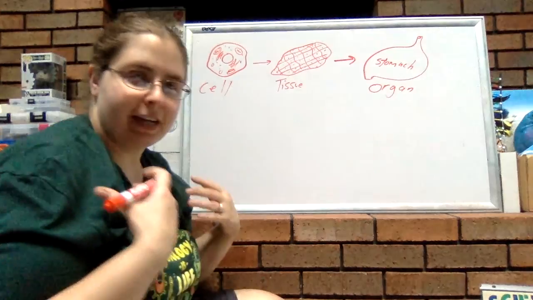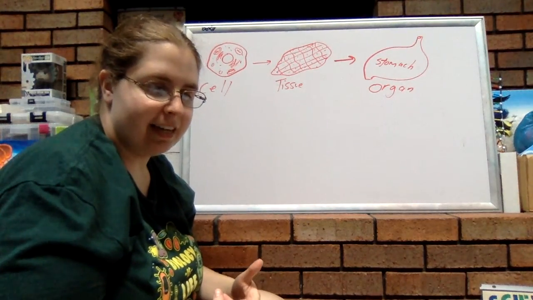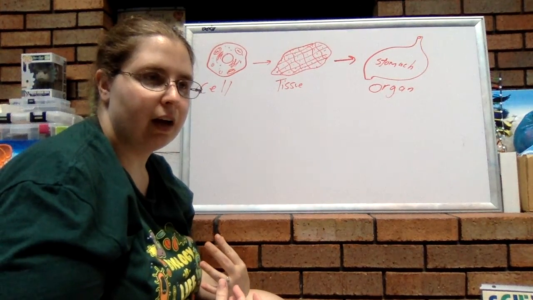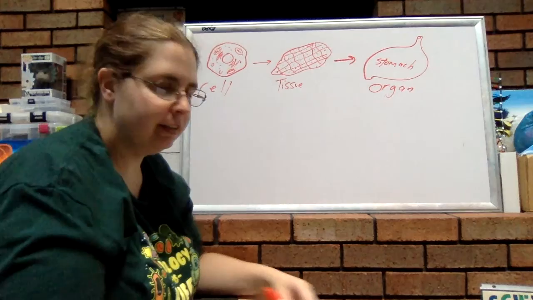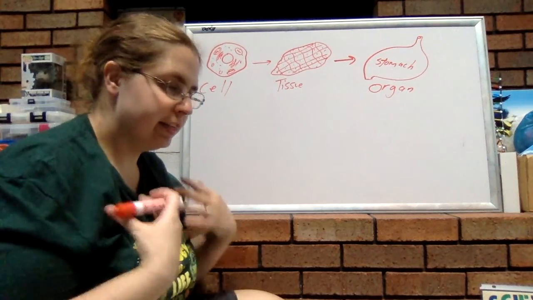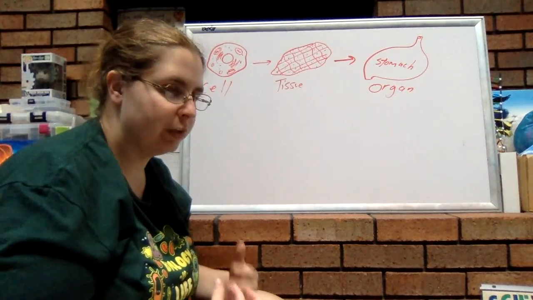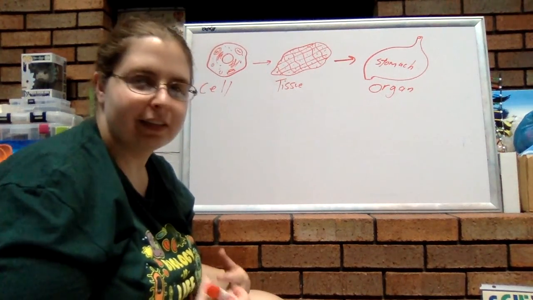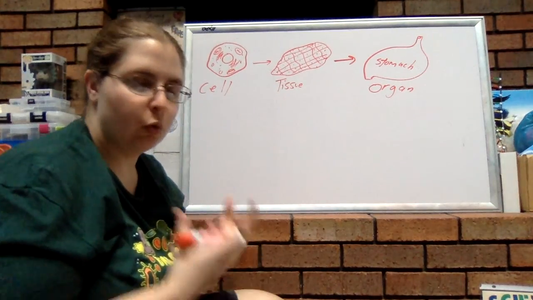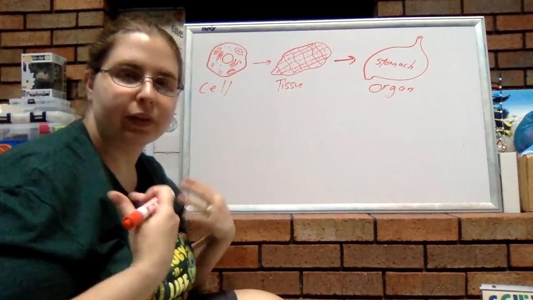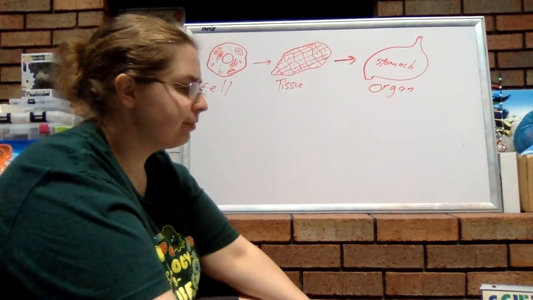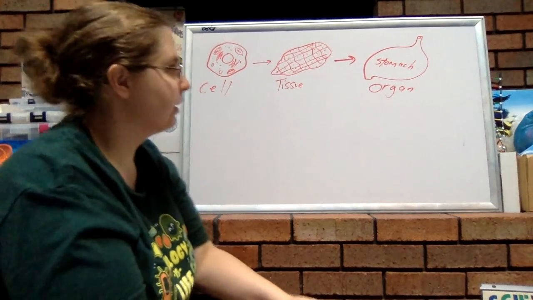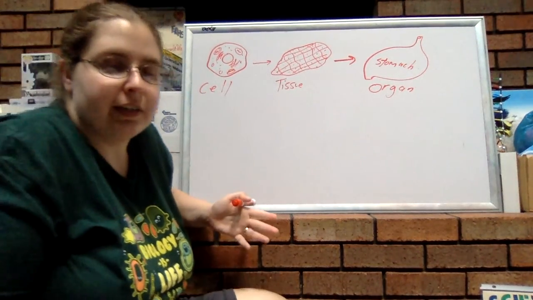There are tissues on the outside of the stomach to protect it, to keep it strong, and to keep it from getting perforated. There are tissues on the inside that create and secrete digestive enzymes. There are tissues on the inside that will absorb the nutrients that are broken down during digestion. But all these different tissues combine to make this one organ, and this one organ does a job.